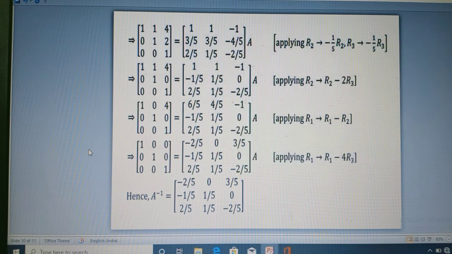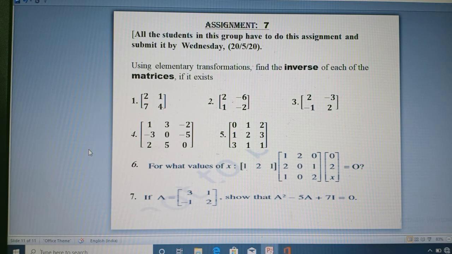So I hope students understood the technique of elementary transformations for finding the inverse of a matrix. Here I am giving some questions. All of you please try them yourself, and if you have any questions or doubts, you can contact me.